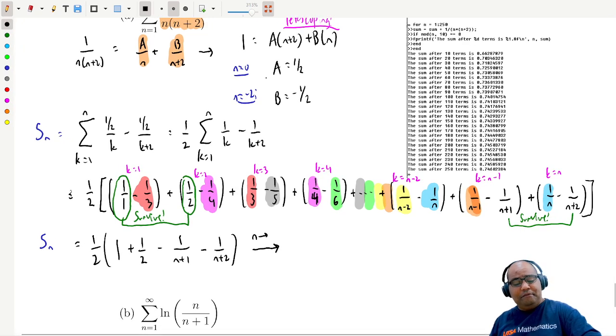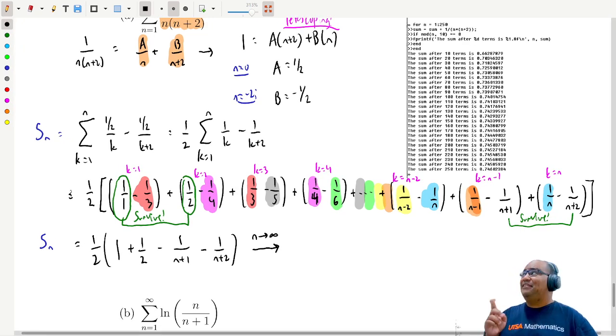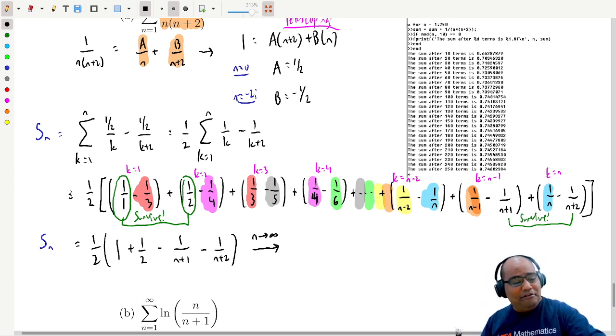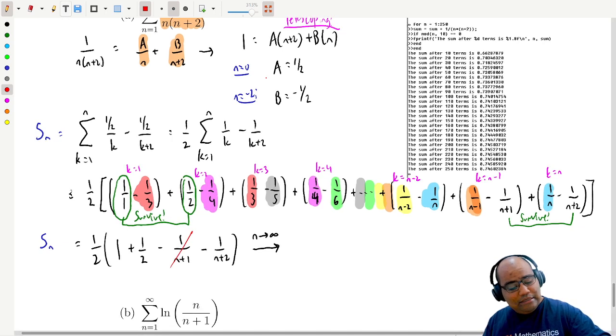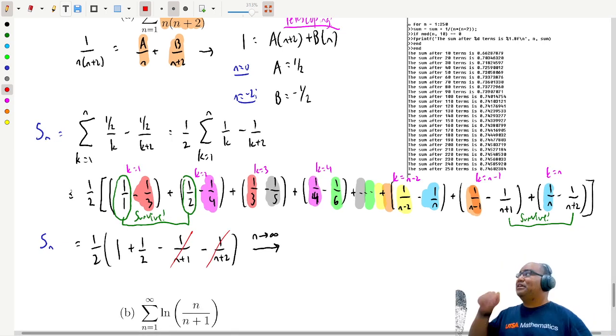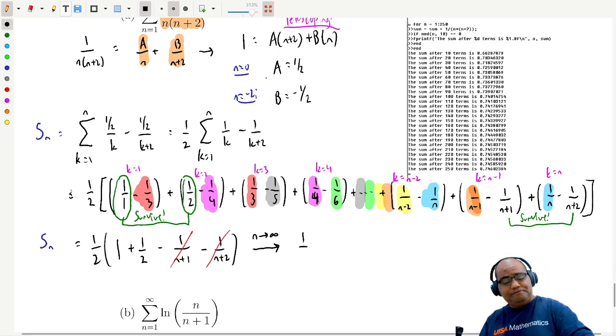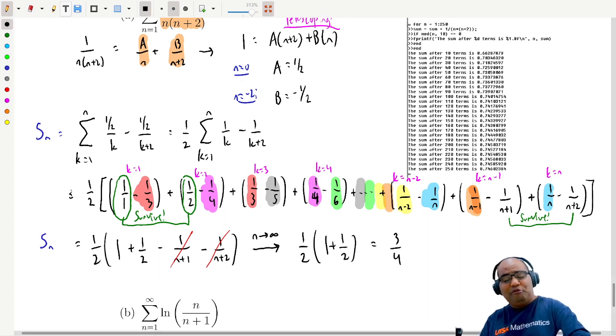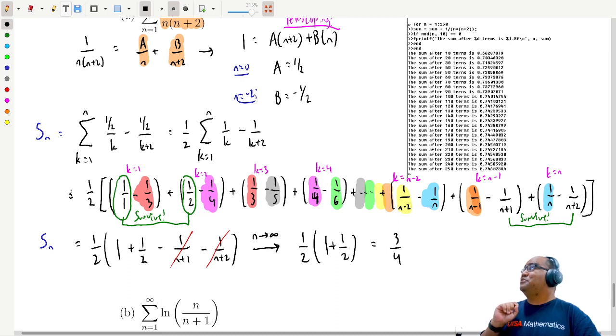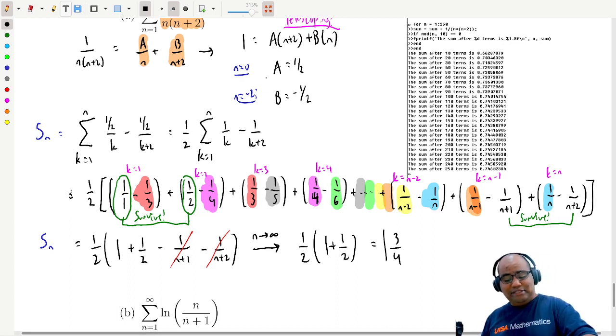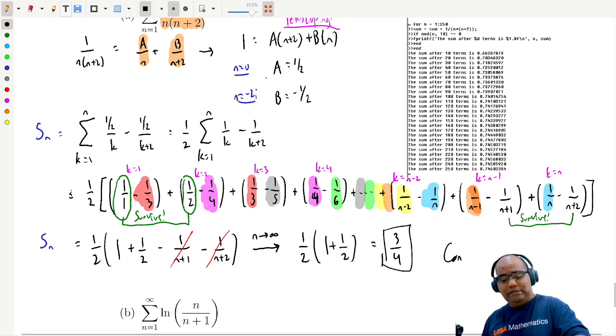Well, as n goes to infinity, this is where the magic happens. Those two terms in the tail, as n goes to infinity, go to 0. They decrease down to 0. And so my limit here is 1/2 times 1 plus a half, which if you do the work here is 3 over 4, which agrees with the MATLAB results up there. So this sum indeed converges.